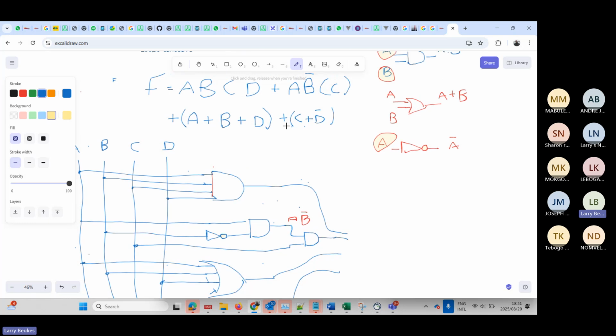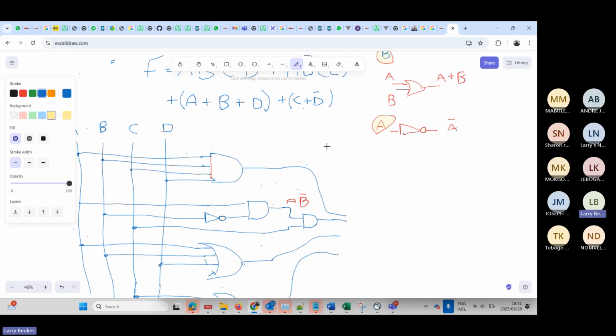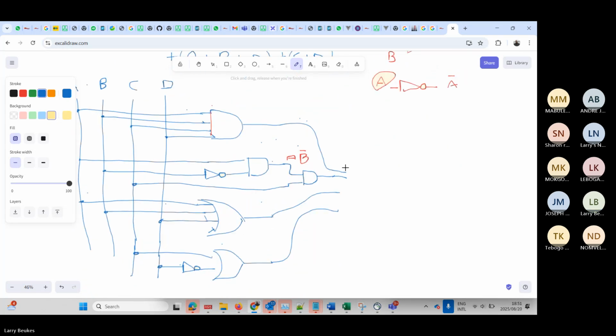So we need to OR everything together. Check this term, or this term, or this term, right? So we have a big OR gate that has 4 inputs, and our output is F.